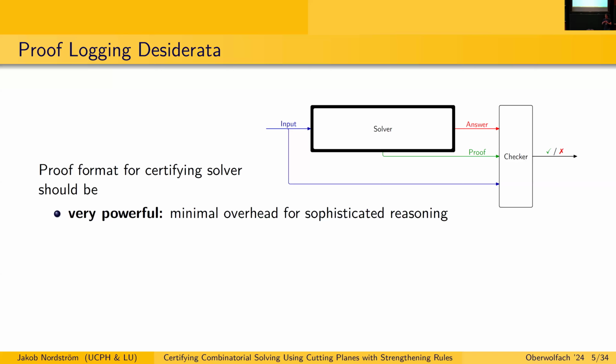Apparently, when the solver is doing very, very complicated reasoning, we want it to generate this proof with very low overhead. Yes? I'm surprised that the checker also takes the input. I would expect from a good checker to tell me that the solver is correct, period, for all inputs.